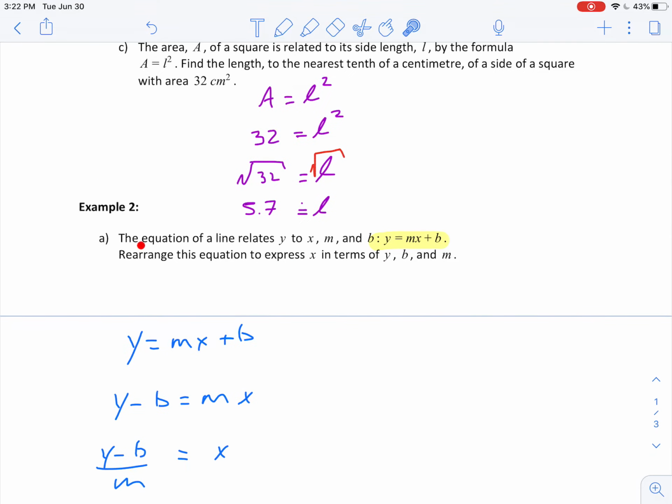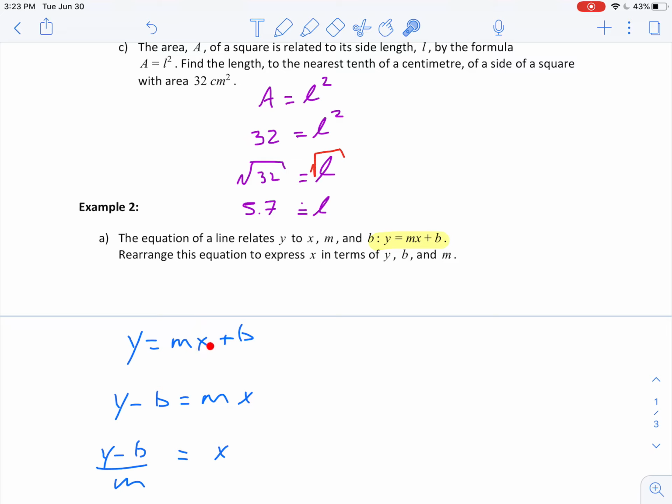Second example, the equation of a line relates y to x, m and b. Or what I've highlighted here, the equation of a line is y is equal to mx plus b. Rearrange this equation to express x in terms of y, b, and m. So expressing x basically means get it by itself.